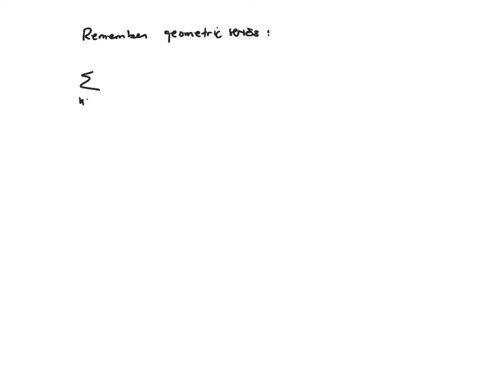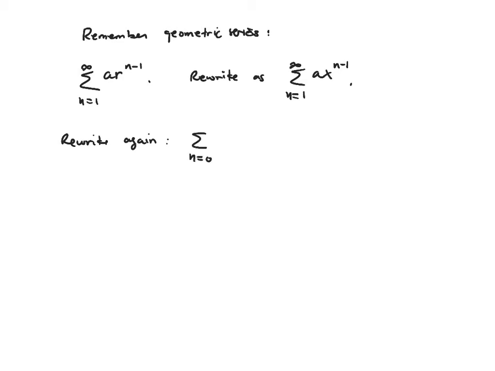All right, and so we would write this as the sum from n equals 1 to infinity, ar to the n minus 1. I'm simply going to rewrite this as the sum n equals 1 to infinity, ax to the n minus 1 instead of ar to the n minus 1. And I'm just going to rewrite it again. I'm going to do one other little modification to this. I'm going to go n equals 0 to infinity, ax to the n. Okay, which is the exact same thing.